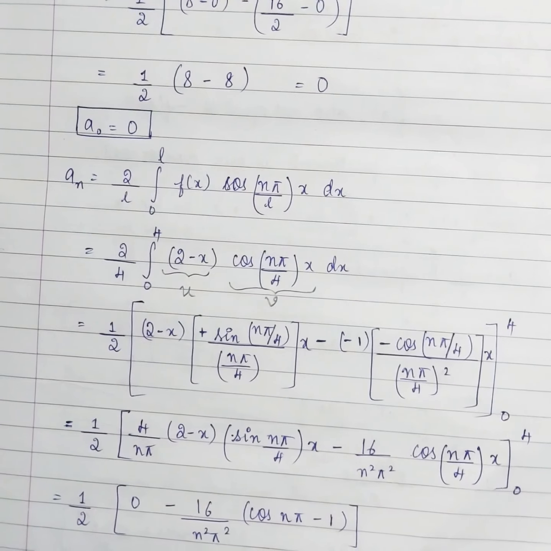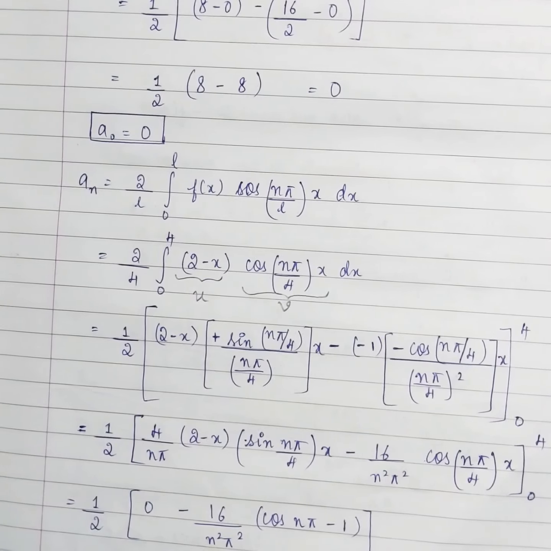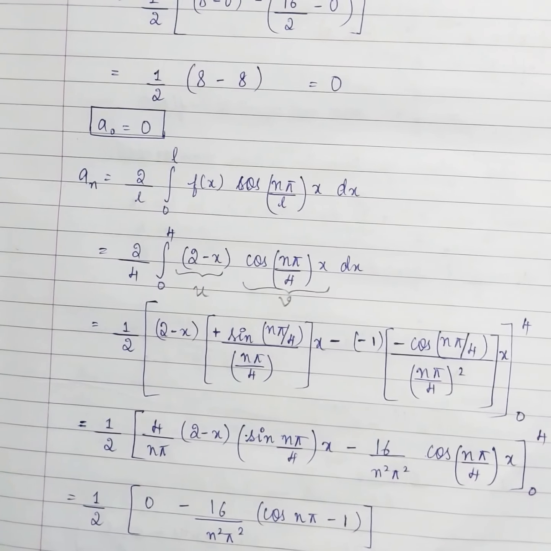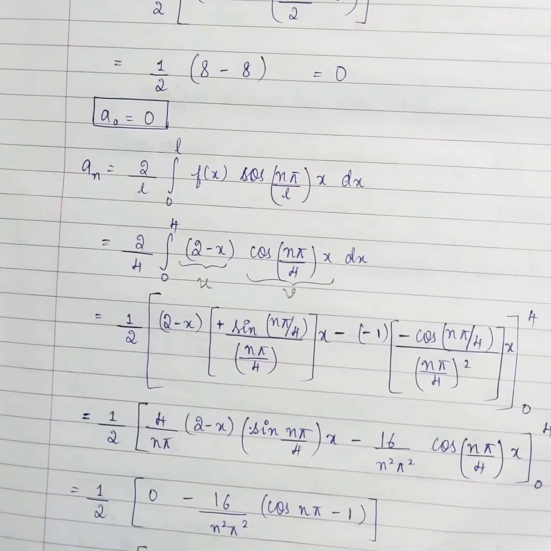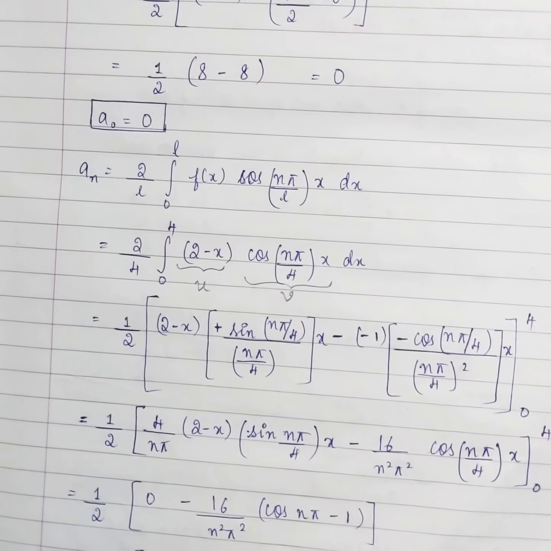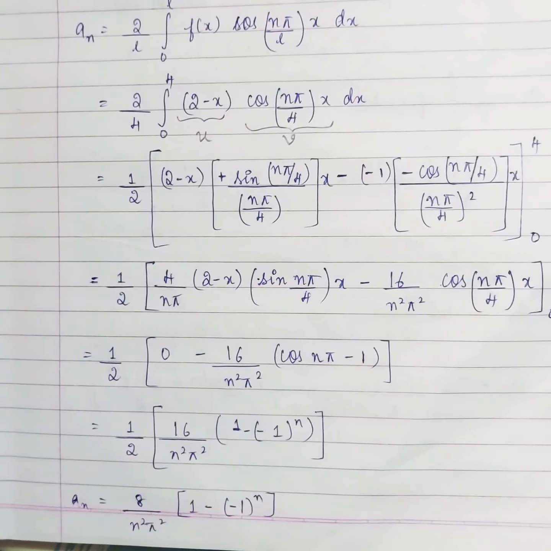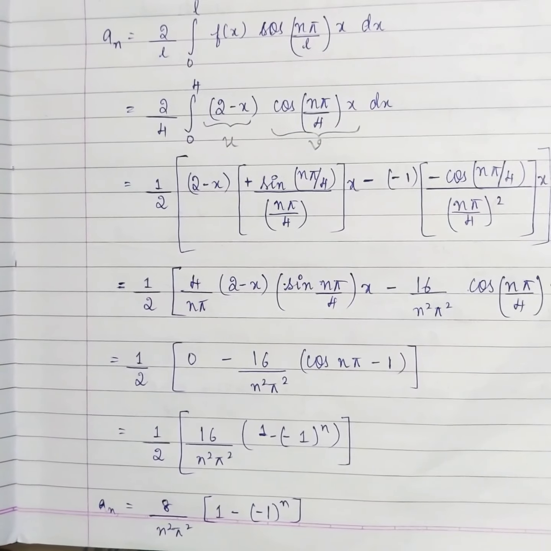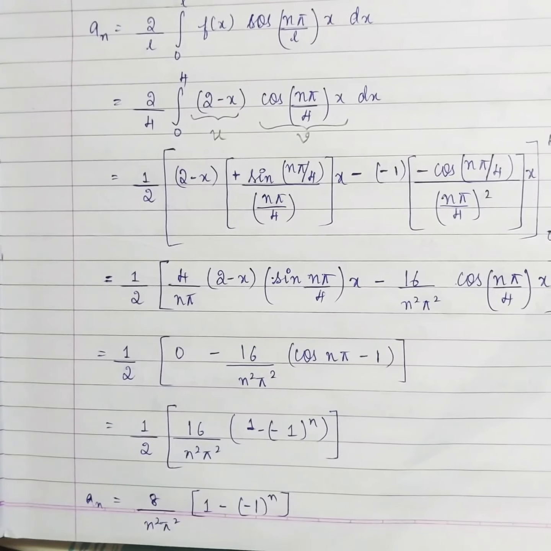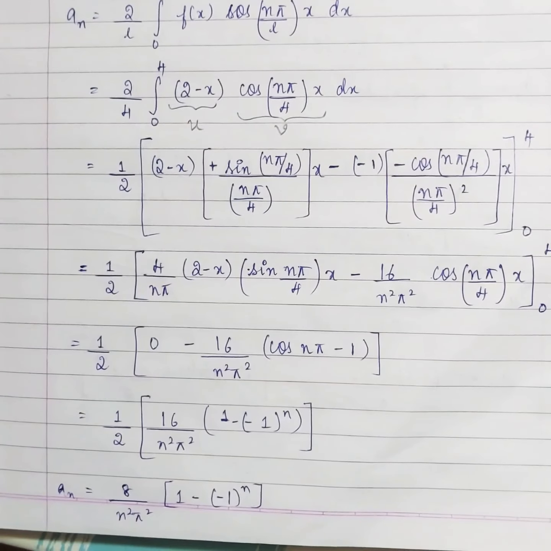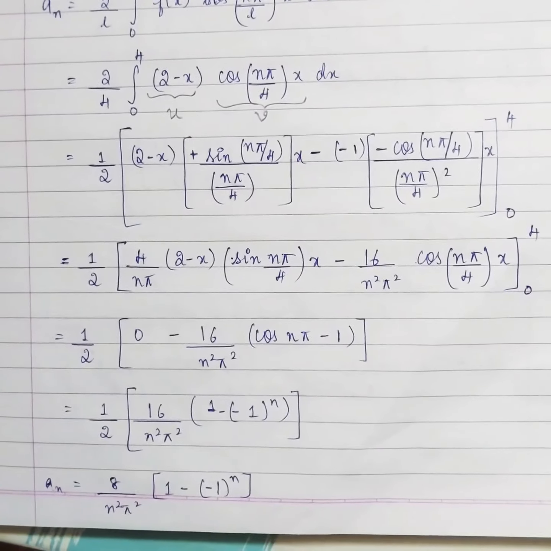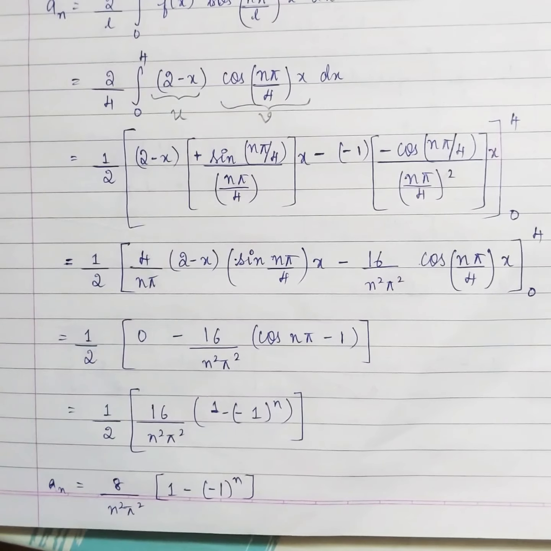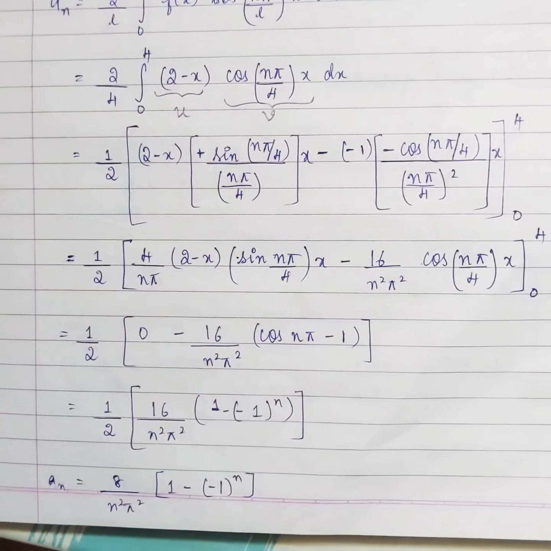We got a naught as 0, and the an formula is 2 by L integral 0 to L f of x cos n pi x by L. So in the place of f of x we have 2 minus x, and on further simplification we get the answer for an. So this is your an: 8 by n square pi square into 1 minus minus 1 to the power n. So we just have to substitute the an value in the given function. Hope you can solve it on your own. Try to solve it carefully and practice more problems to get an idea about it. Thank you.